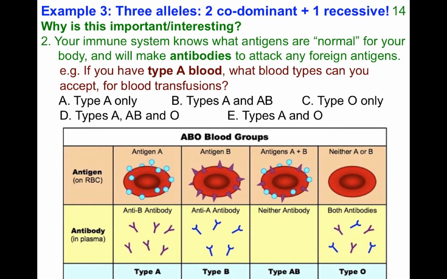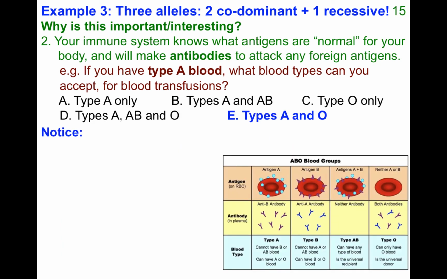Okay, welcome back. So if you chose E, then you are correct, right? If you normally have type A blood and your body knows that seeing this type of antigen A on your red blood cells is totally normal, then you can accept other type A blood because it looks exactly the same as yours. Or you can also accept type O blood because there are no antigens there at all. As far as your immune system is concerned, this is invisible. There's nothing new that doesn't belong, and therefore you can accept type O blood as well.